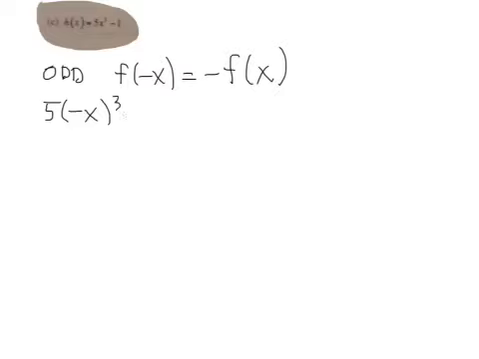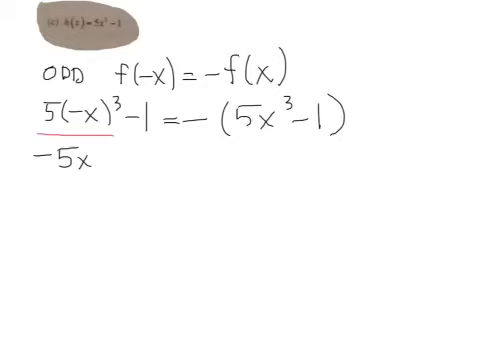Now for odd, a reminder is f of negative x equals negative f of x. So for 5 of negative x cubed minus 1, does that equal negative f of x, cubed minus 1? I'm not going to go into great detail about this because I wrote it out when I checked my even. But that is going to flip this sign. So 5x cubed becomes negative 5x cubed because of that 3.